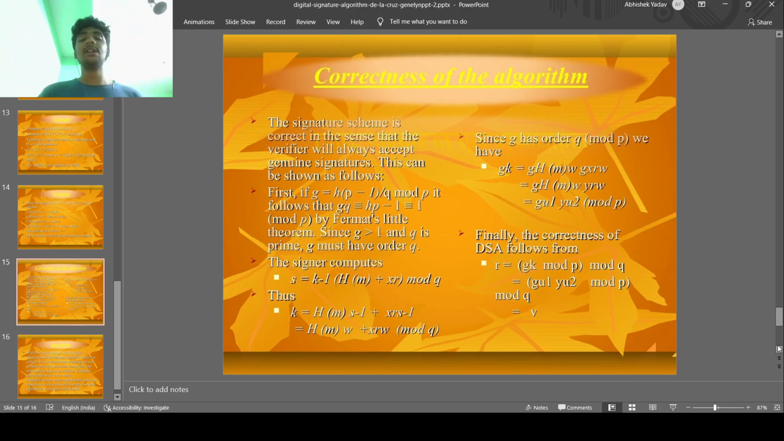Since g has order q mod p, we have g raised to k as g into hash function of message into w, g raised to xrw, and then we can come to the conclusion that it is g raised to power u1 and y raised to power u2, mod p. So finally, the correctness of DSA follows from r equal to g raised to k mod p, whole mod q, equaling g raised to power u1, y raised to power u2, mod p, whole mod q, which is also equal to v.